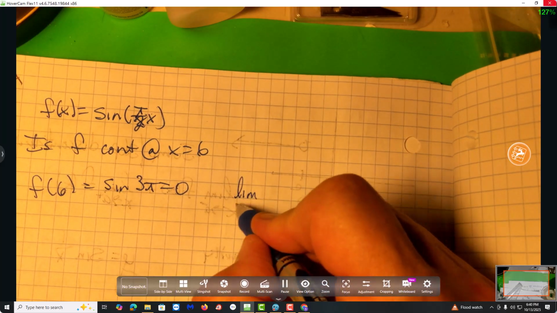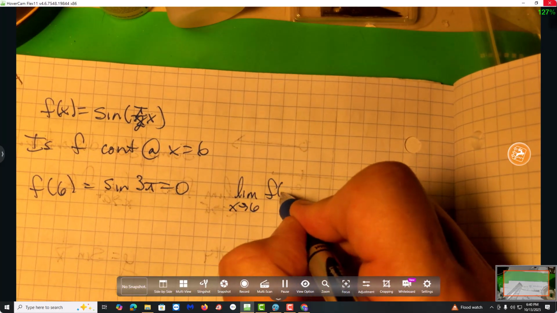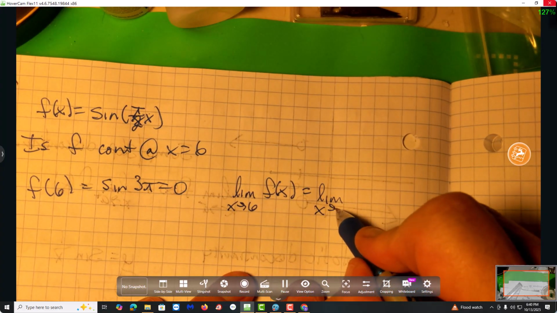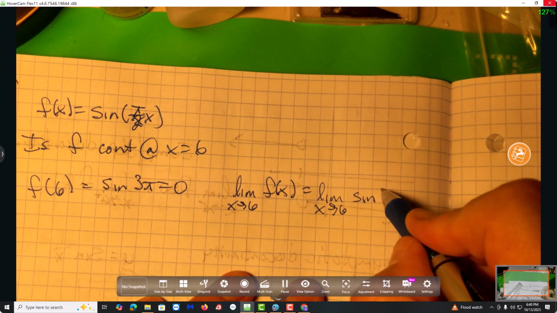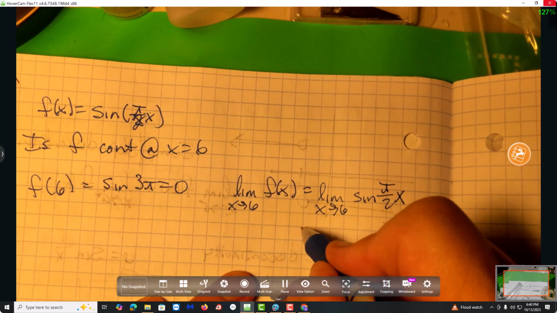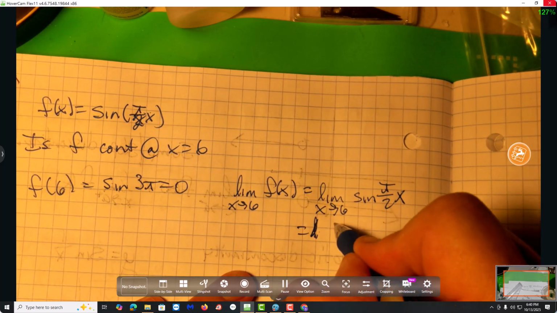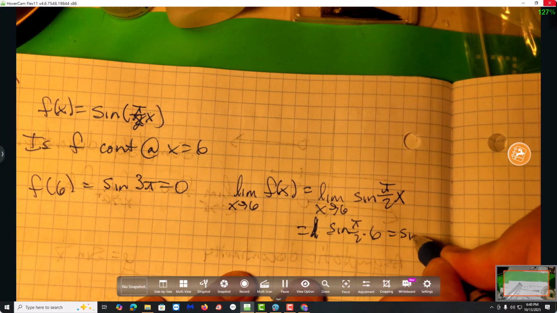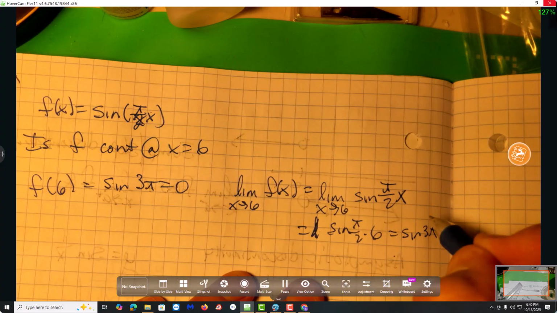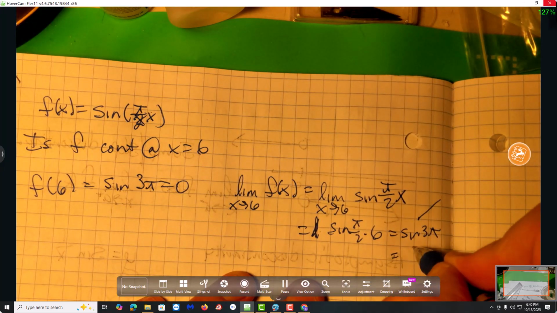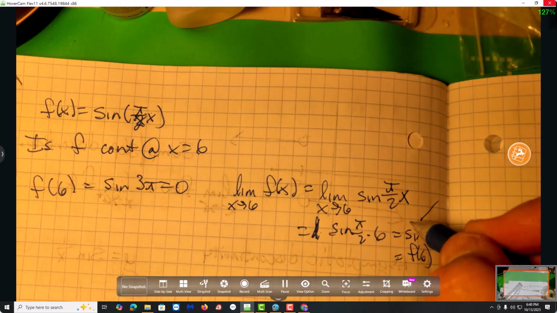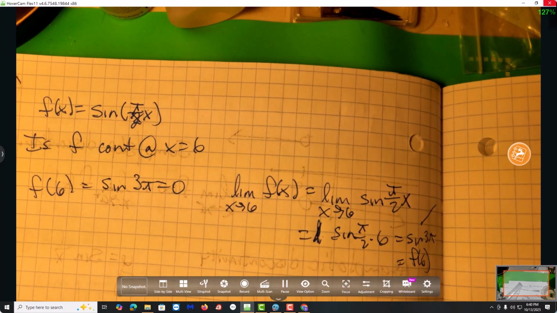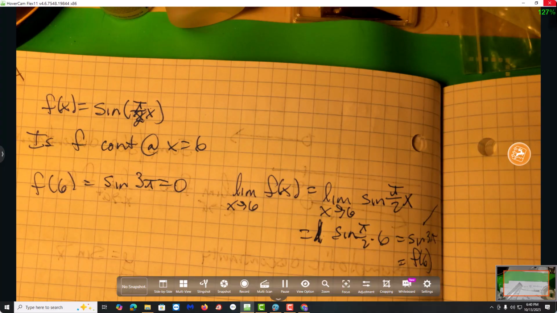Now the limit as x goes to 6 of f of x is, by direct substitution, the limit as x goes to 6 of the sine of pi over 2x. Now we use direct substitution. Oops, excuse me. This is the sine of pi over 2 times 6, which is the sine of 3 pi. And the limit exists. There it is. And that just also happens to be f of 6. Therefore, f of x satisfies the definition of continuity at x equals 6. So f is continuous at 6.